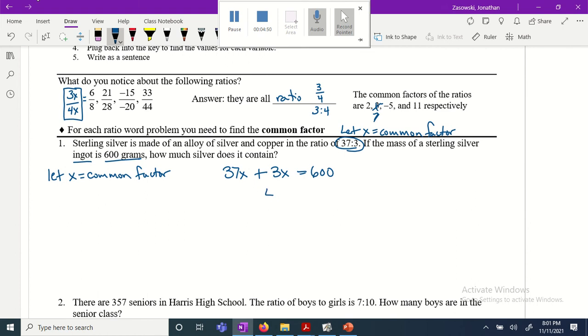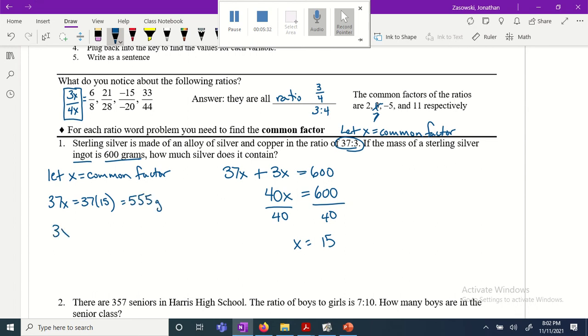Now I just combine like terms. So 40x equals 600. Divide out by 40. We're going to get x is equal to 15. So if 37x was representative of the silver, then 37 times 15 is the amount of silver in our alloy. So all we have to do is multiply 37 times 15, which is 555. And this is grams.